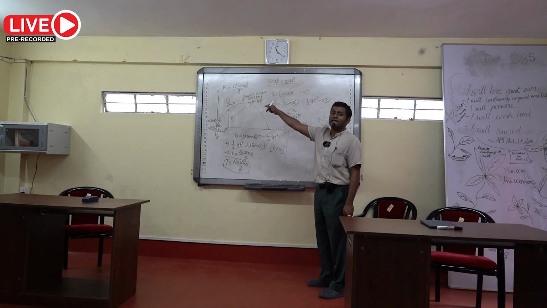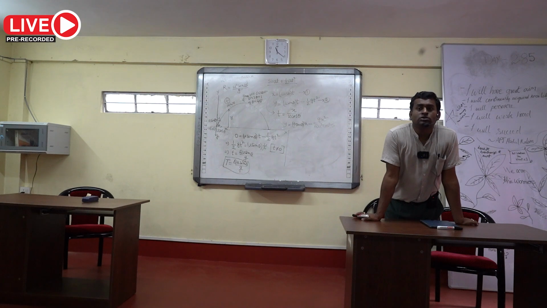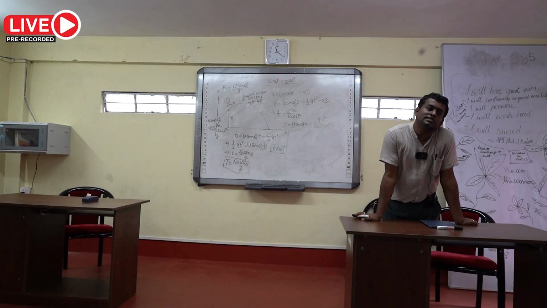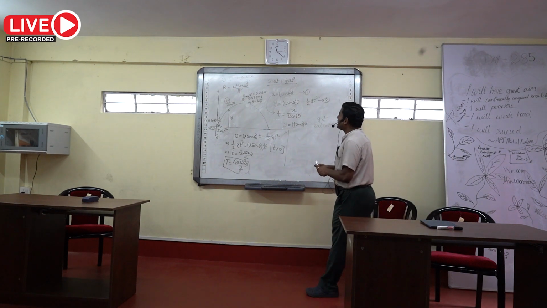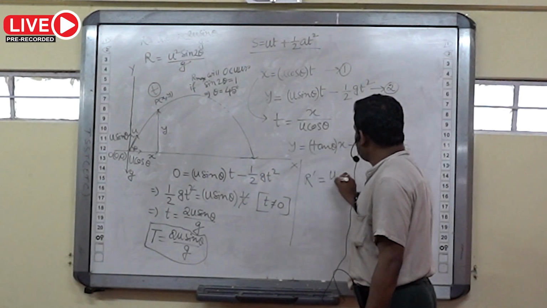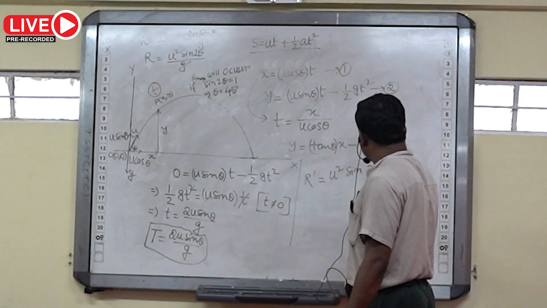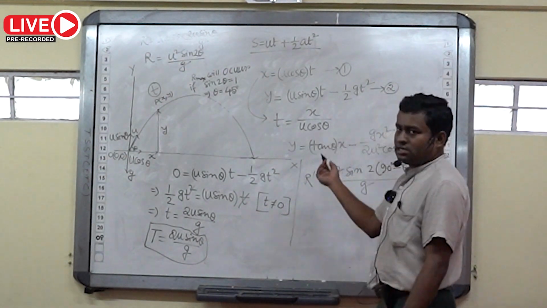When it is thrown at an angle theta with the horizontal, the range is u square sine 2 theta by g. Suppose we throw another particle with the same velocity but at angle 90 minus theta with respect to the horizontal, meaning the complementary angle to this one, then calculate the range. The formula will be u square sine 2 into 90 minus theta divided by g. I consider it as R prime.